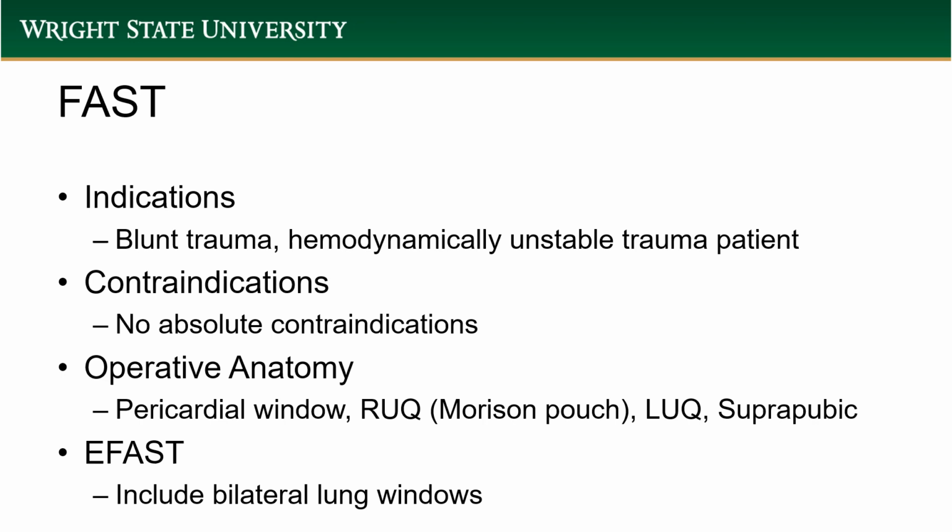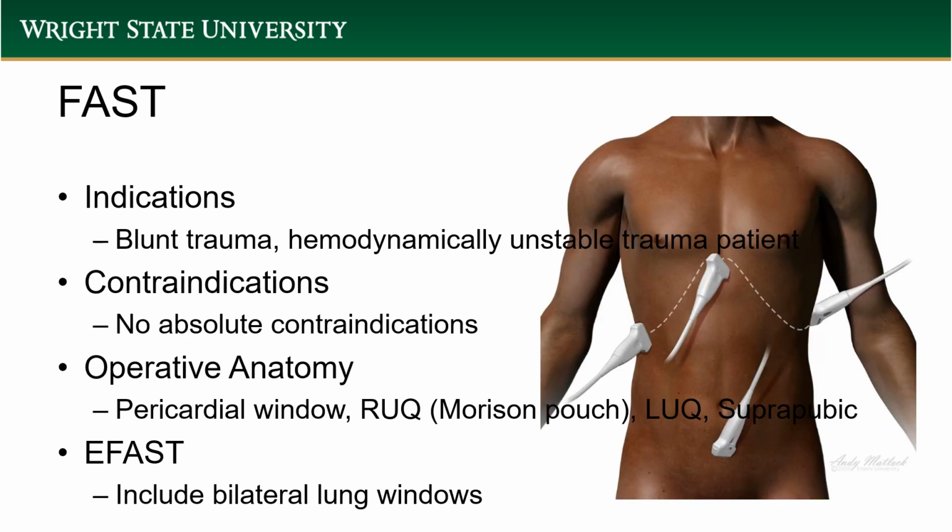Now, say you have a blunt polytrauma patient with a seatbelt sign across the chest, and you're not sure, there might be some diminished lung sounds on one side. You can extend that FAST exam, perform an EFAST, and place an anterior view of the bilateral hemithoraces. In this case, you're looking for pneumothorax, you're really looking for lung sliding, and we'll talk about the findings for that.